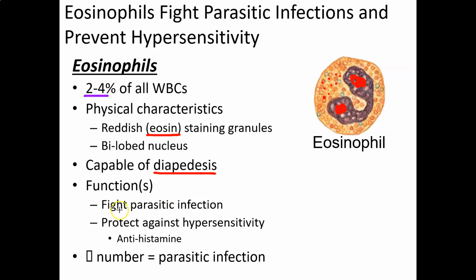They are especially effective against parasites, so they're good at fighting a parasitic infection. So again, like we saw with the neutrophils, they'll increase in number if you have a parasitic infection. So sometimes if they can't figure out what's wrong with somebody and they do a differential count and see that someone has a high eosinophil count, then they'll suspect that maybe it's some sort of parasitic infection.